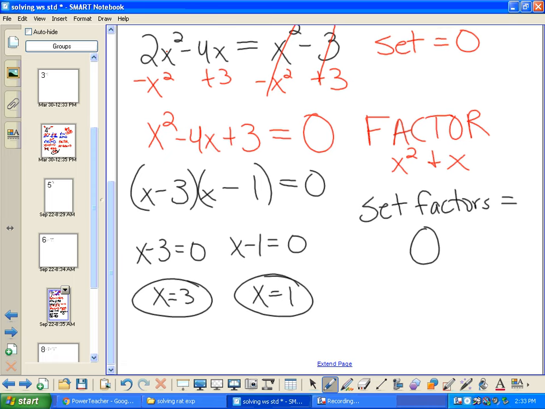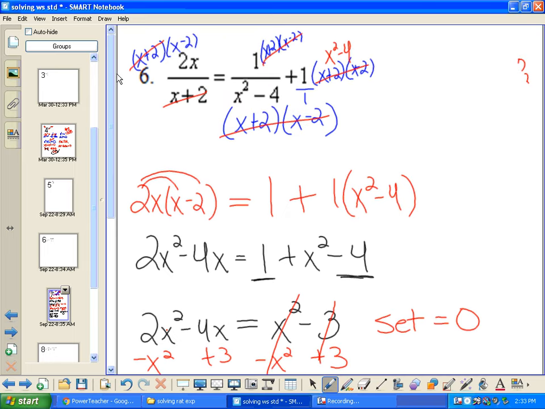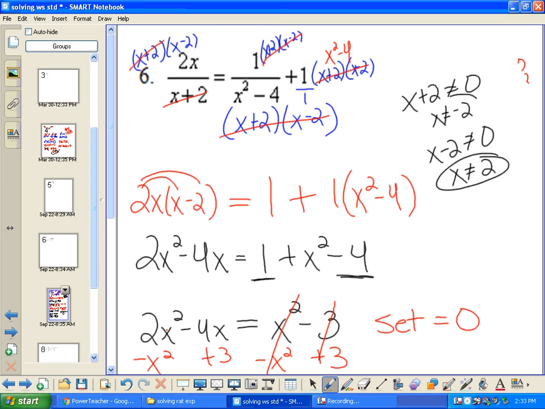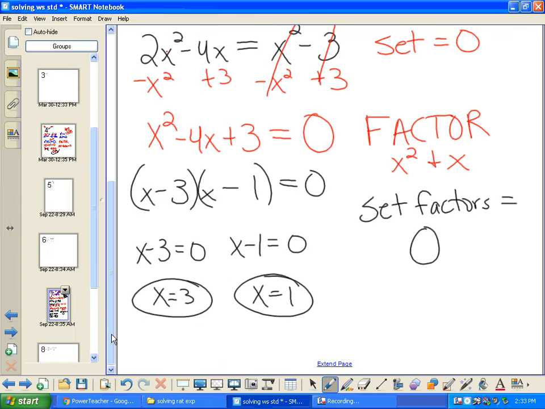Now, do both of my answers really work? Well, we had x plus 2 cannot equal 0, and x minus 2 cannot equal 0. So subtract 2 from both sides, so x cannot equal negative 2. Add 2 to both sides, so x cannot equal 2. So here are my restrictions. Neither one of my answers is 2. I have a 3 and a 1. So they both work this time.